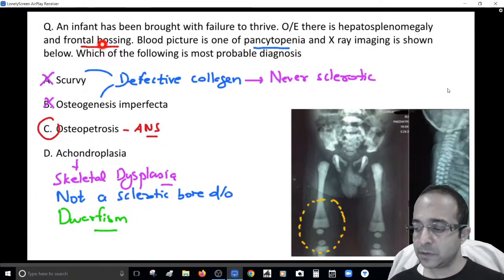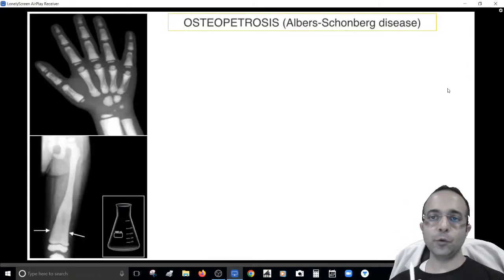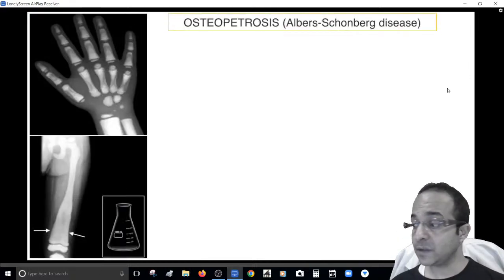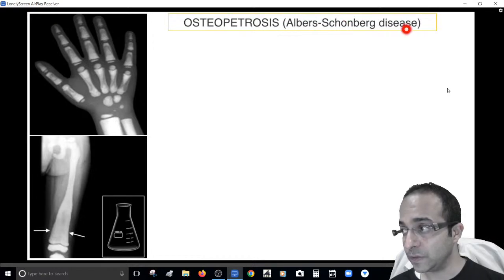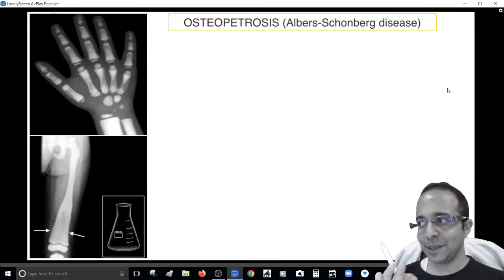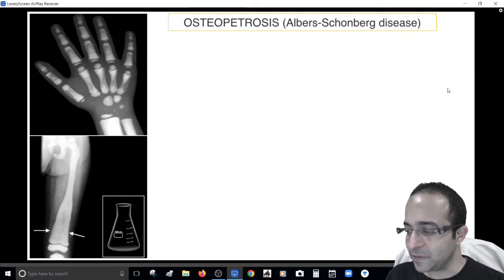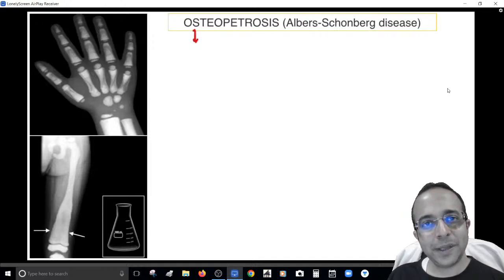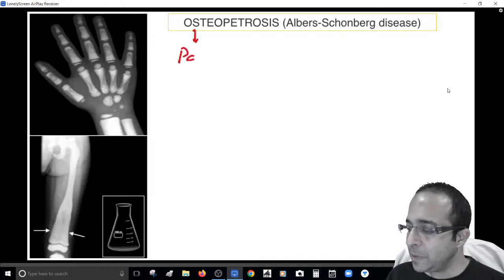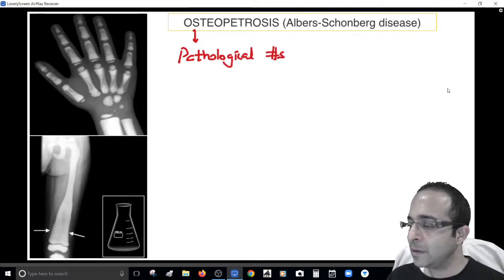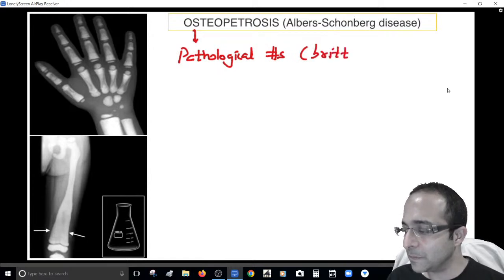But let me explain this frontal bossing, this hepatosplenomegaly, this pancytopenia to you by taking you through what osteopetrosis is, something that's also called Albers-Schönberg disease. Okay, champagne glass, not an issue. I'll come to that champagne glass part also. See, osteopetrosis to an orthopedic surgeon would mean pathological fractures, because the bones here tend to be brittle.